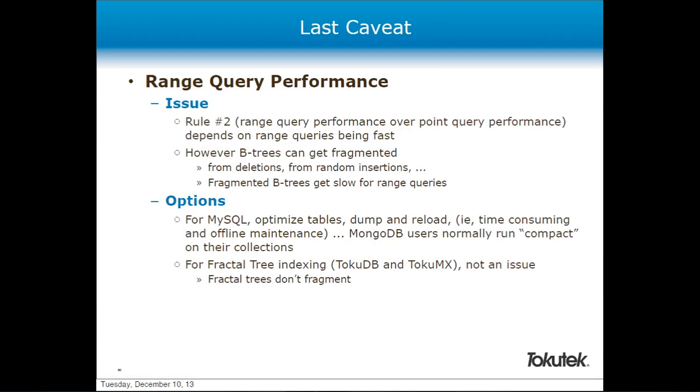They get slow for range queries, your performance starts tanking, and the rules that you were seeing earlier don't apply as well. And in order to fix that, you need to run optimize table or compact. With fractal tree indexing, this is not an issue because fractal trees don't fragment.